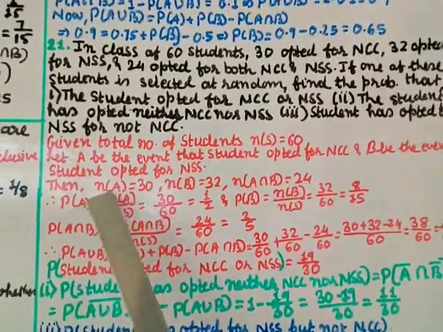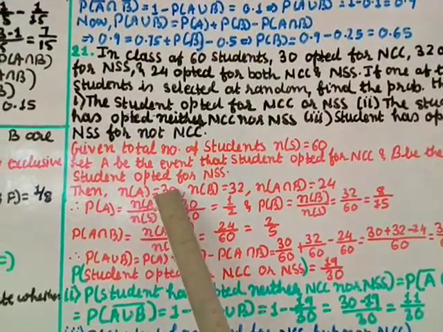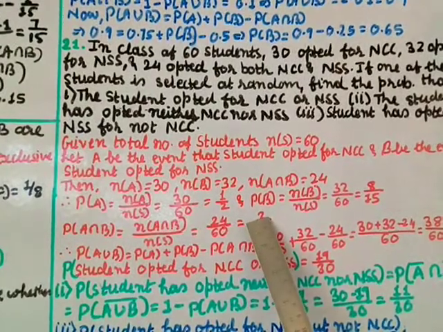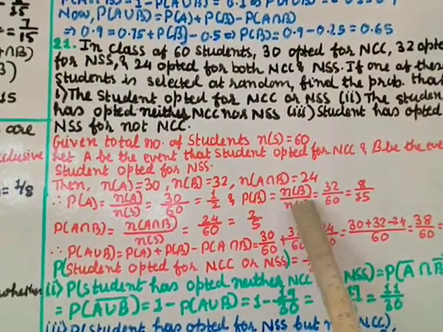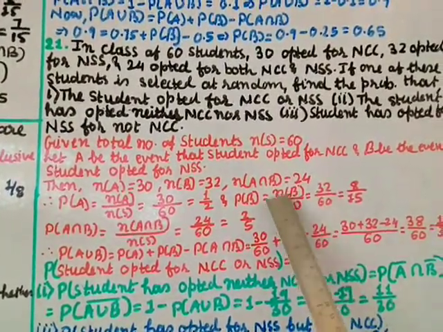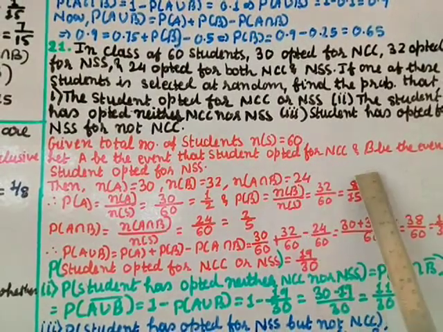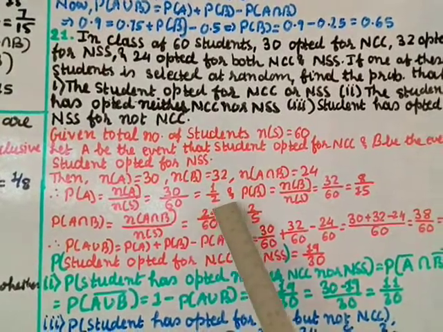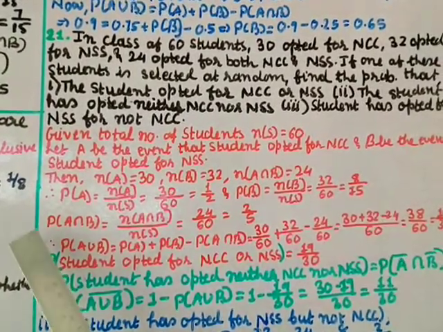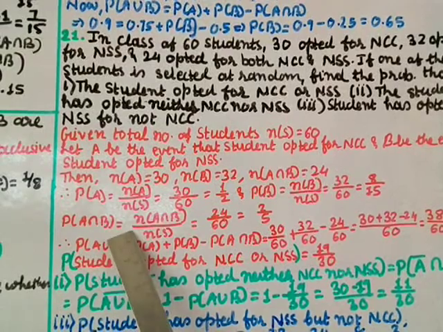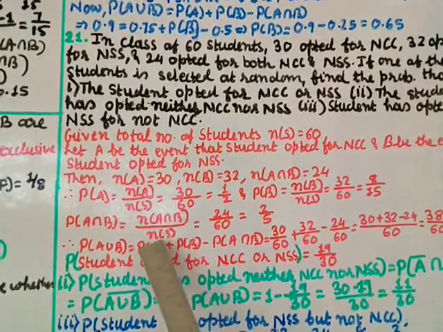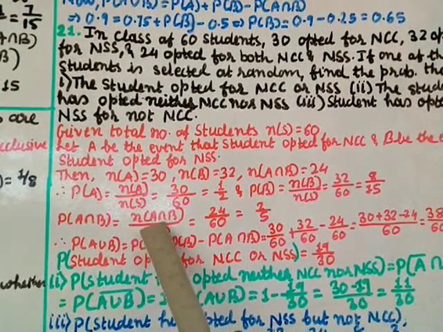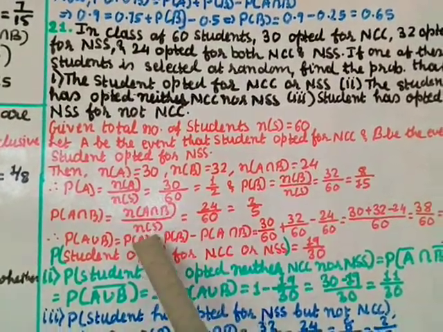Therefore, P of A equal to n of A by n of S, n of A is 30 divided by n of S is 60, which gives you 1 by 2. And P of B will be n of B by n of S, n of B is 32 divided by 60, which gives you 8 by 15. So P of A is 1 by 2 and P of B is 8 by 15. Now P of A intersection B equal to n of A intersection B divided by n of S. Same formula but here for A intersection B. So n of A intersection B is 24 divided by n of S is 60, which gives you 2 by 5.